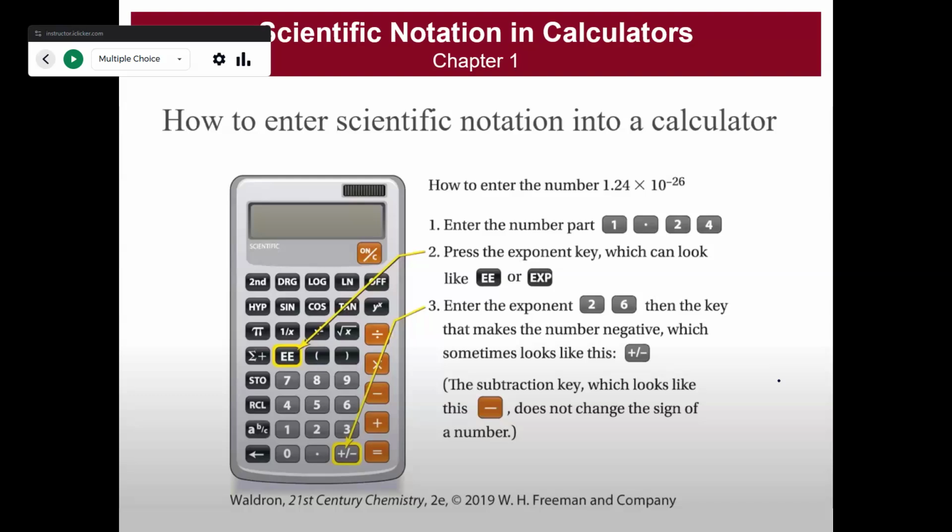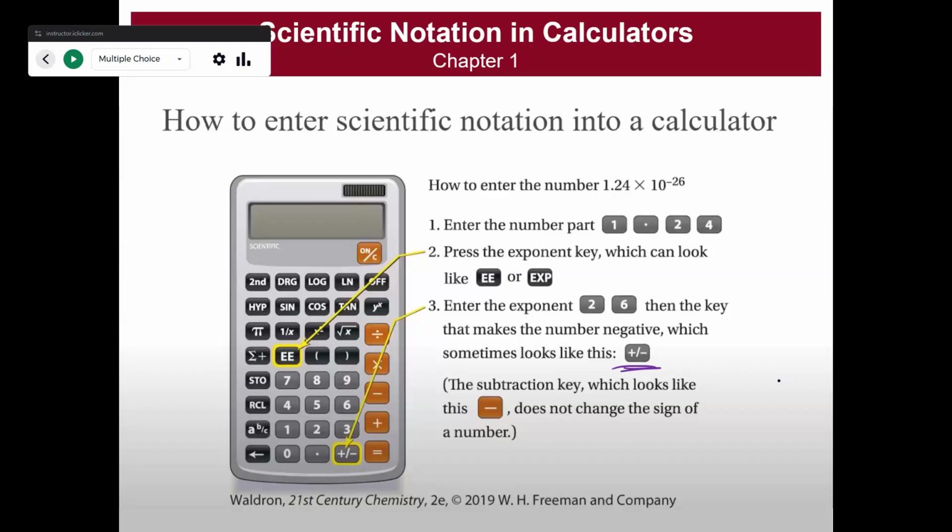So if you wanted to enter the number 1.24 times 10 to the negative 26, you would just type in 1.24, find that EE or EXP button and press it, or press second if you need to, and then just type the number 26. And then you'll need the negative sign. You can do the negative sign before or after, but make sure you use the plus minus sign, not the subtraction key. The subtraction key will give you an error. It's going to be a plus minus sign to make your number negative.